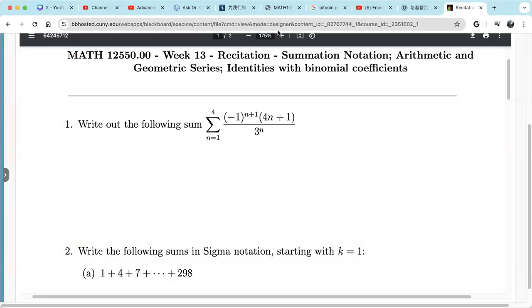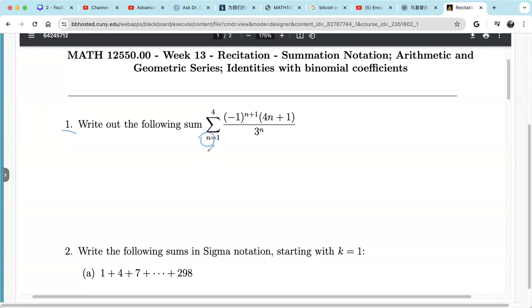Recitation 13 about summation notation, arithmetic or geometric series. All right. Let's see the first one. We want to write out the following sum. So this summation sign says the index, which is n.